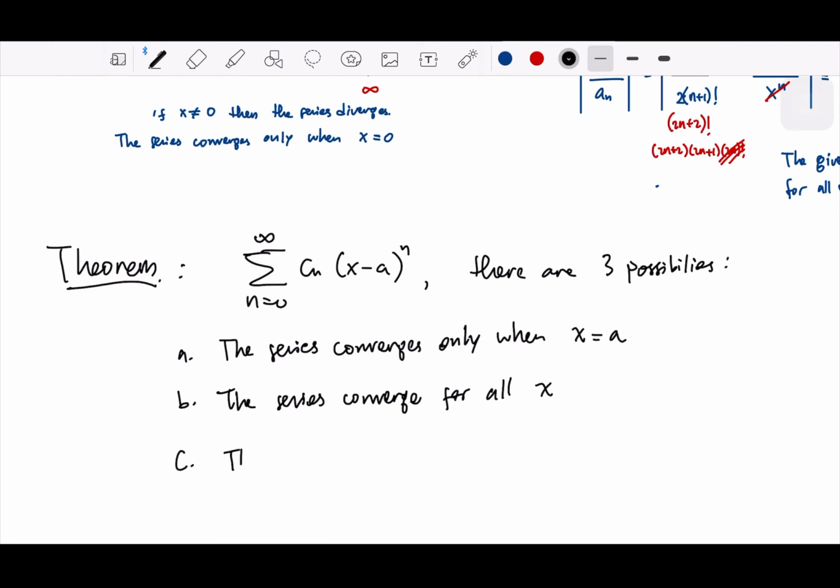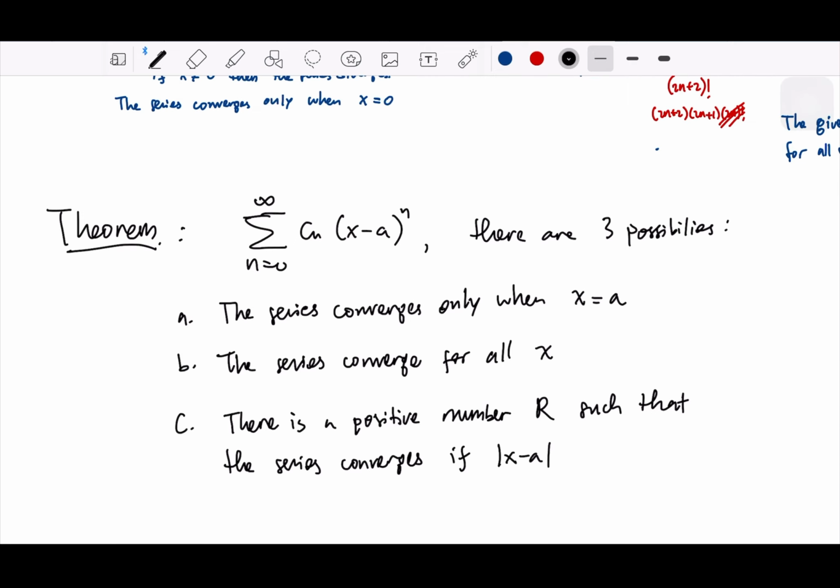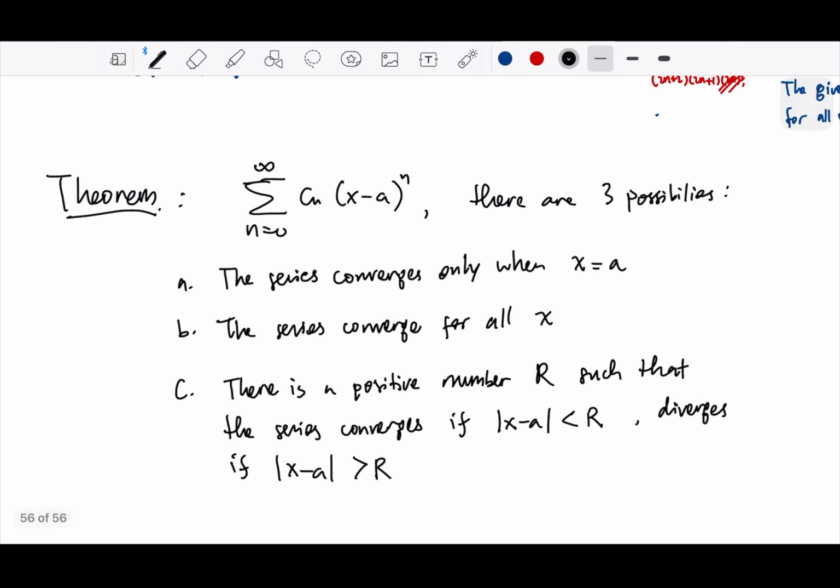The third one, there is a positive number R such that the series converges if |x minus a| is less than R, and diverges if |x minus a| is greater than R. Now this R is the distance that we are talking about, and the whole thing will be an interval.